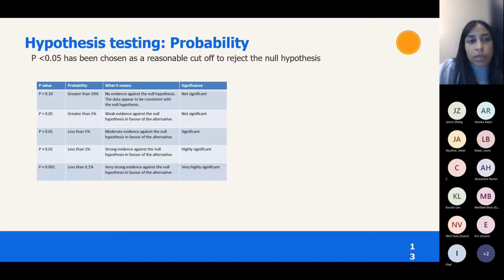So when it comes to p-values, the cutoff is 0.05, and that's a reasonable cutoff to reject the null hypothesis. Here are a few different examples. You can see as the p-value gets smaller, the more highly significant the data is.